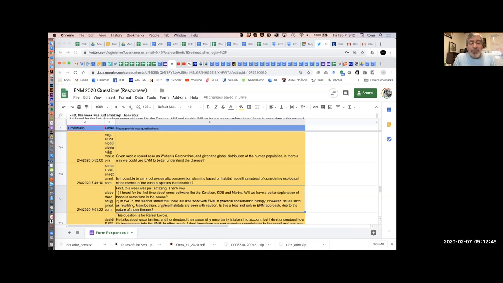Okay, so here's a question. Raphael's presentation about systematic conservation planning was inspiring. Will we have a better explanation of zonation, KDE, and marble at some time in the course? Well, no. Which is to say, those are separate platforms. And what we wanted to do was to show how ENMs, niche models, and distributional estimates that derive from them could be folded into platforms like zonation for systematic conservation planning.